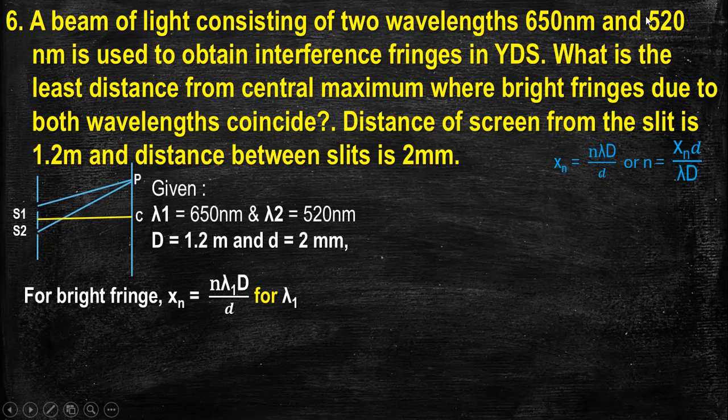Then if you use 520 nanometer light, then you again get some bright region, the nth bright region.